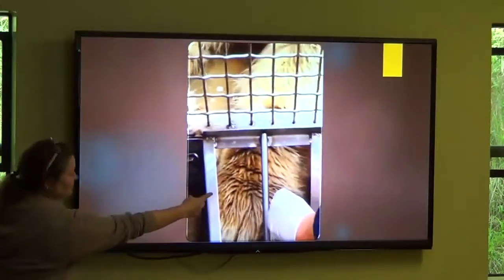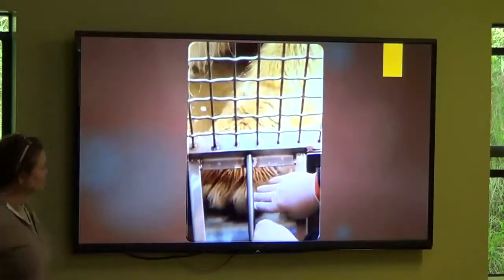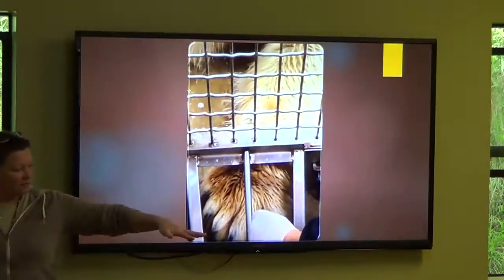Can you see that he's trying to touch the paw with that? You can see his hand just kind of moving. So he's trying to cue the paw to move this way a little bit.